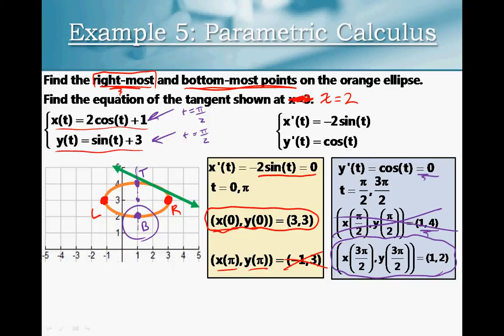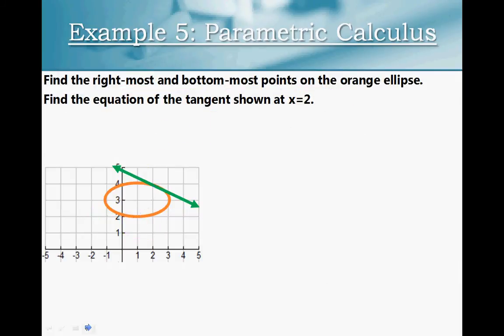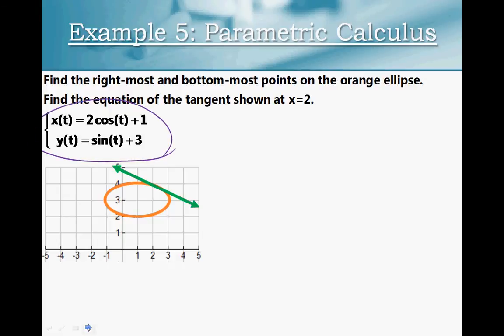Now I did have one more part of this question that I was supposed to answer. They ask for the equation of the tangent at x equals 2. So this little tangent line right here in green, we're going to find the equation of that tangent line. It's just kind of a cool problem to try to do, so let's give it a try. I'll clear out all the stuff we had. And remember, parametrically, we have our orange ellipse. I just put it up on the screen right here.